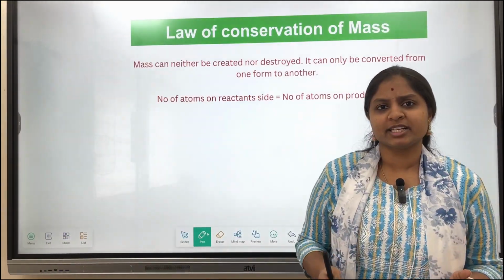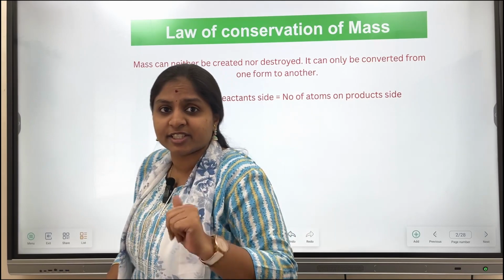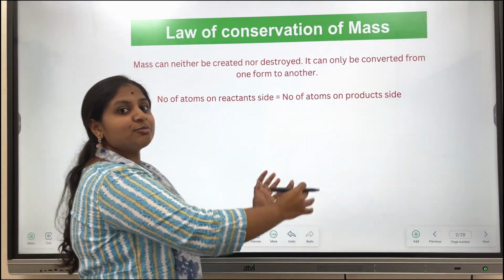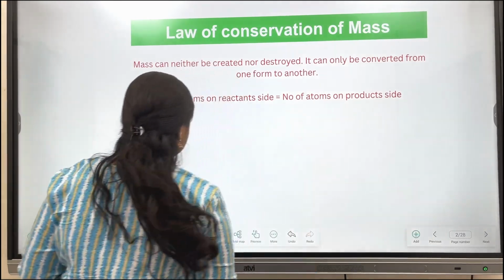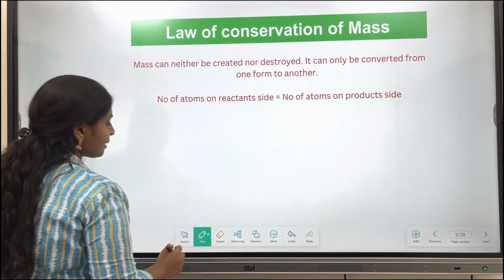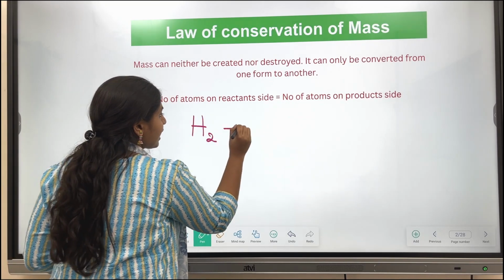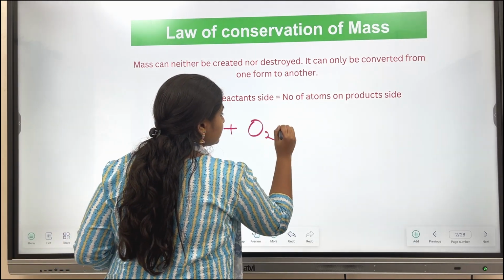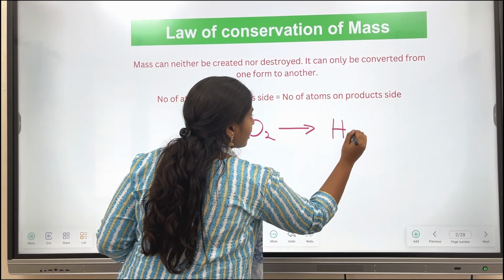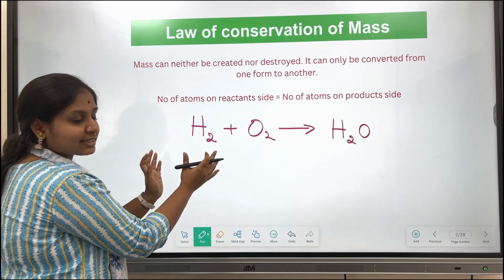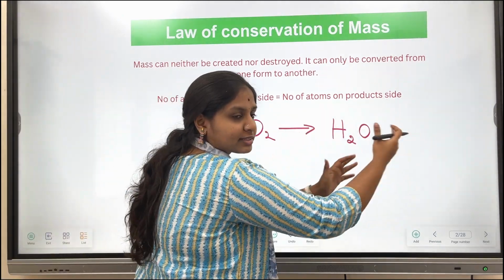So balancing chemical reactions is based on the law of conservation of mass. That is, the number of atoms on the reactant side should be equal to the number of atoms on the product side. So let's try balancing with an example. Hydrogen reacts with oxygen to give H2O. Here hydrogen and oxygen are your reactant side and H2O is your product side.